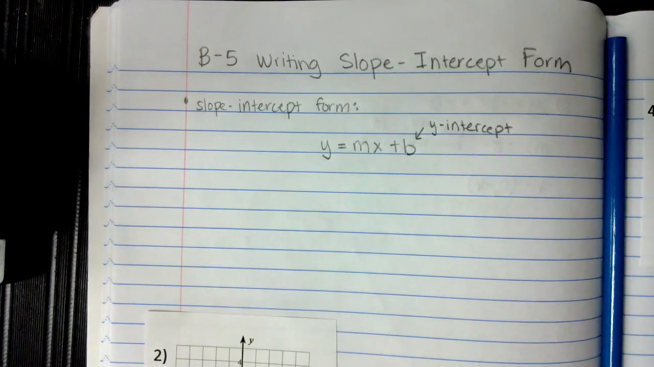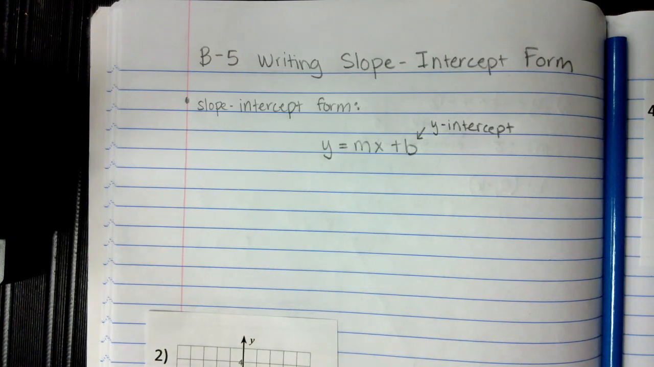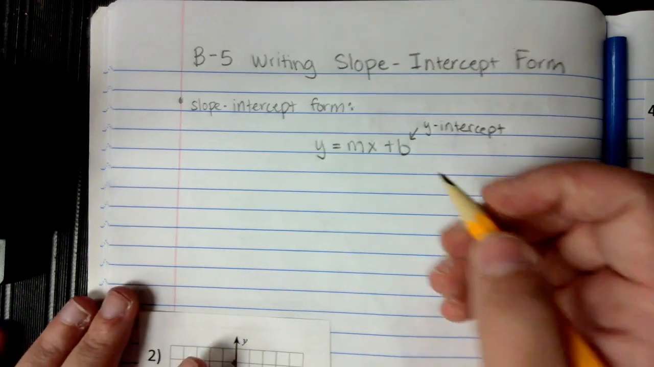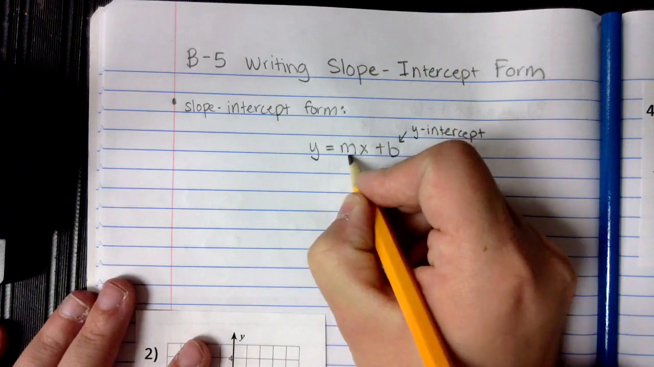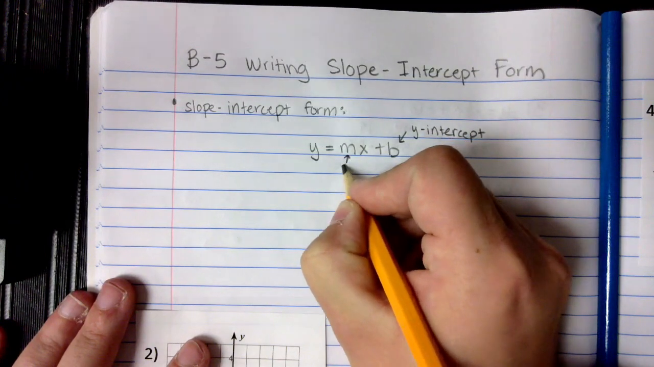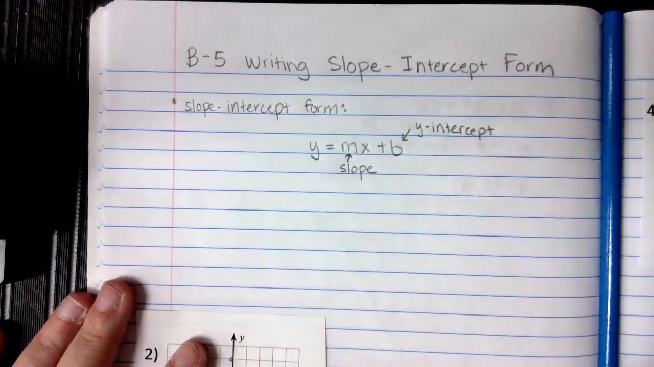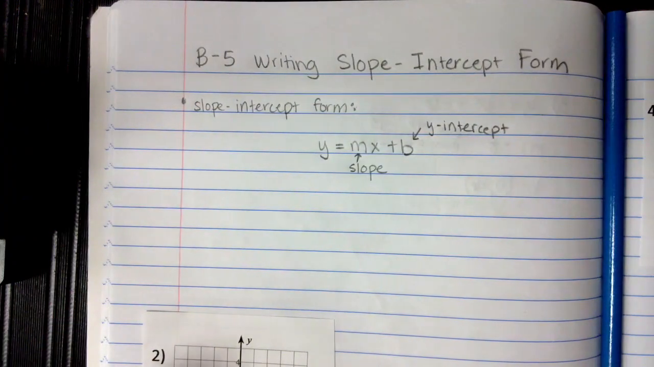Alright, so for our directions today, that's all the vocabulary we have. We already defined y-intercept. We just talked about it. Slope on a graph, how are we going to do that? Rise over run.